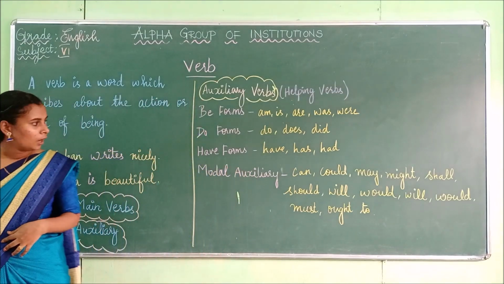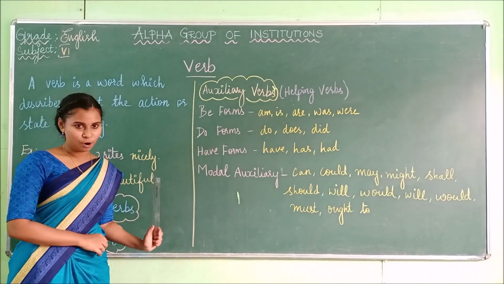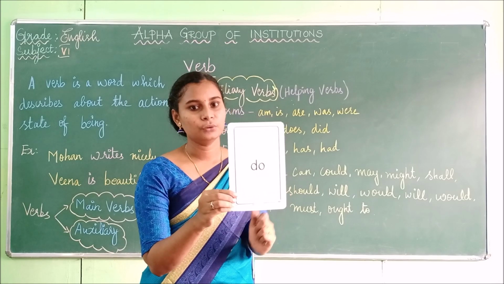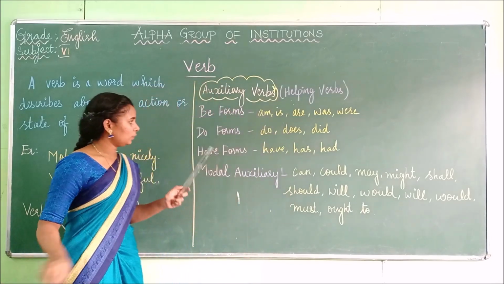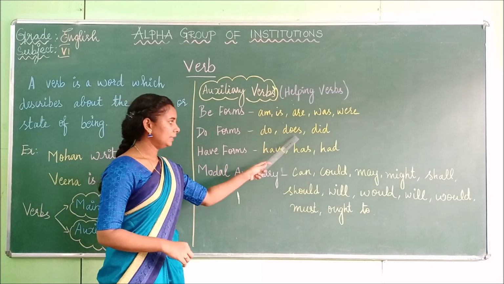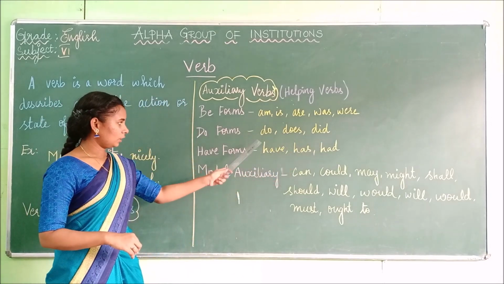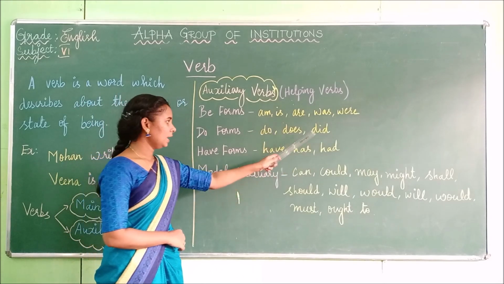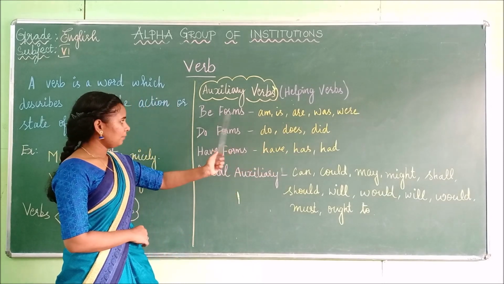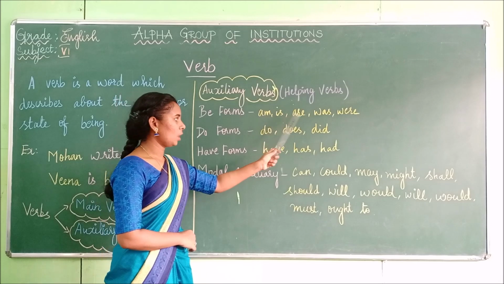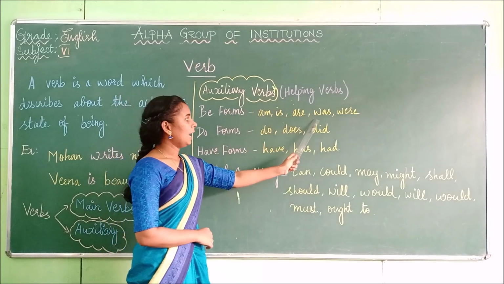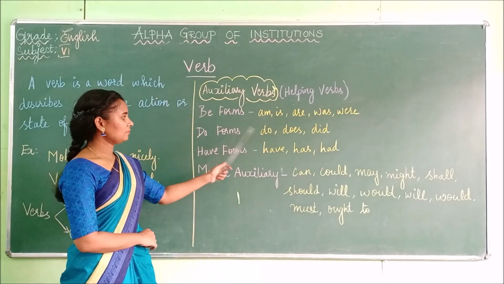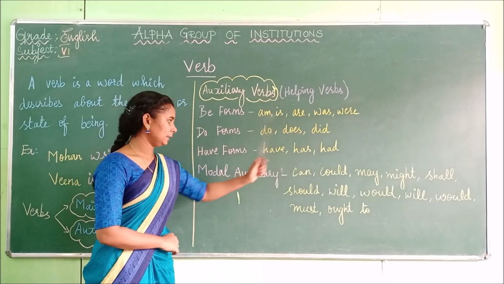Very good, children. Next we have the do forms. What words come under do forms? Do, does, did. Do and does refer to the present tense and did refers to the past tense. Same as with the be forms: am, is, are indicate the present, and was and were are the past verbs. So for the do forms we have do, does and did.